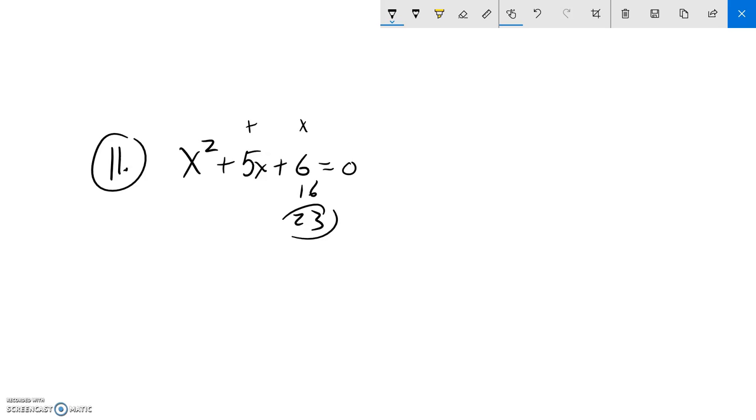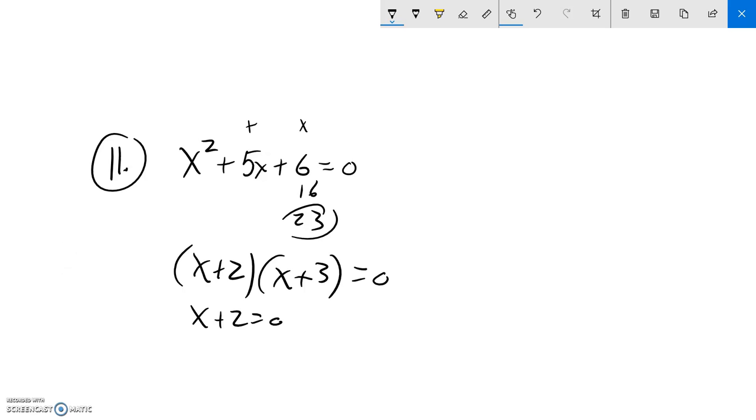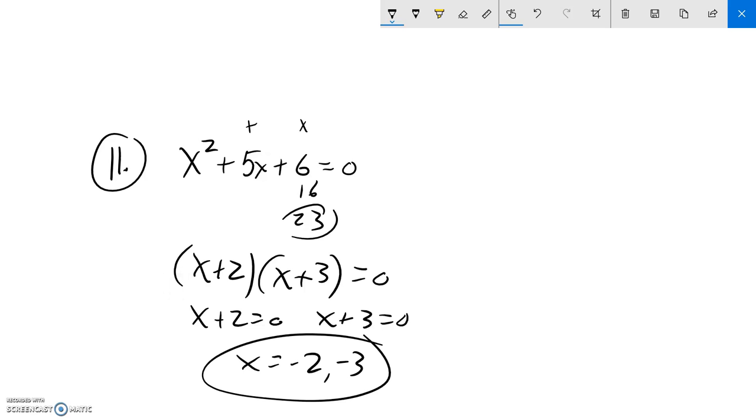Now I could factor by grouping, but since this is a 1, I know that this actually tells me how it's going to factor. (x + 2)(x + 3) = 0. And now these two things are equal to 0, so that means each of them individually would be equal to 0. That and that. So subtract 2, x is negative 2. Subtract 3, x is negative 3. And there are my solutions.